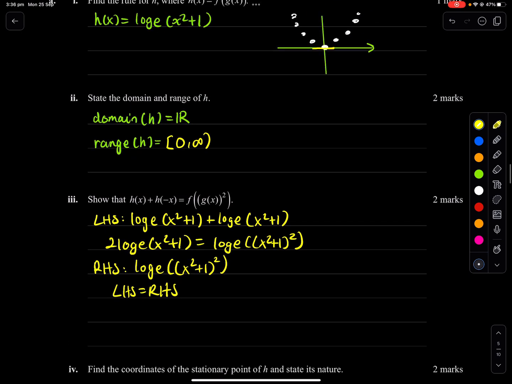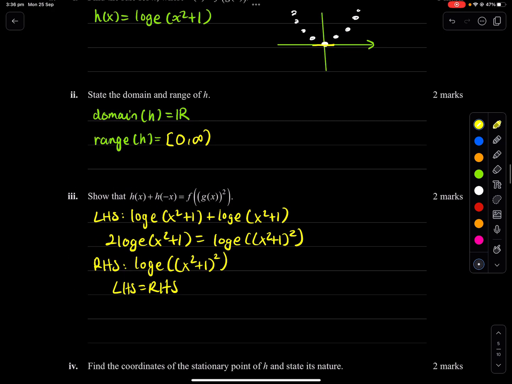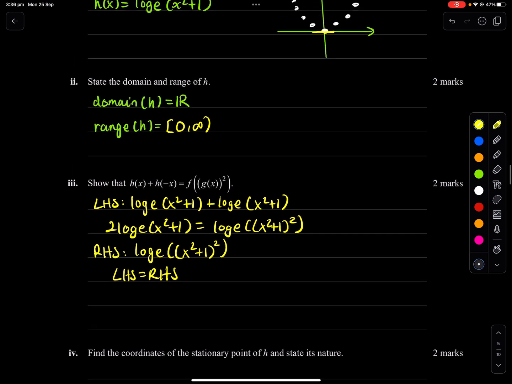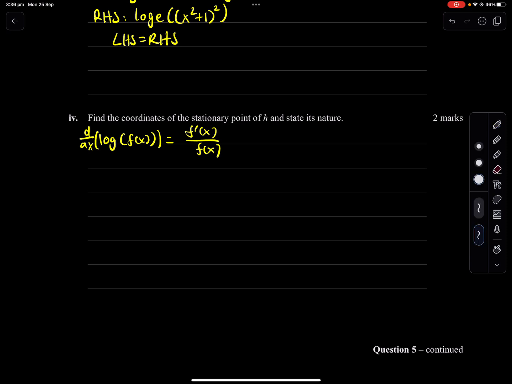H. Okay, so we know H is there. Now, you should also know how to do the derivative of logs. Whenever you see a log with a function inside, let's say f of x, the derivative of the whole thing is just the derivative of the inner function, f dash of x, over f of x. That's it. This is the actual rule.